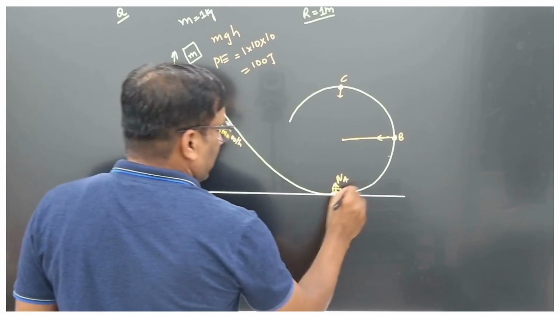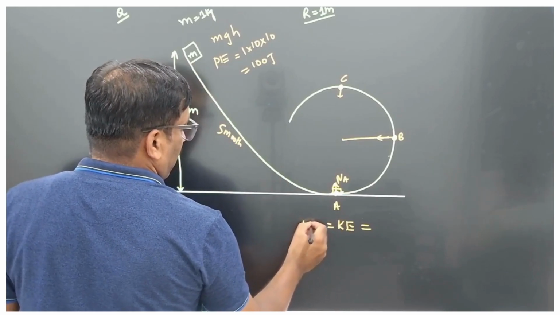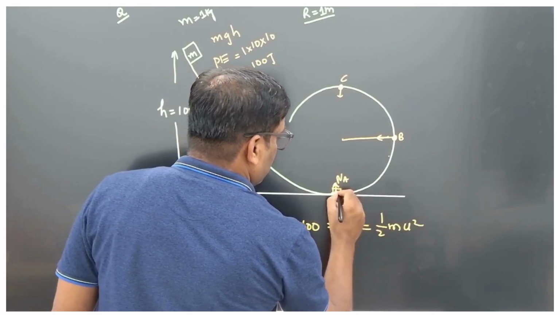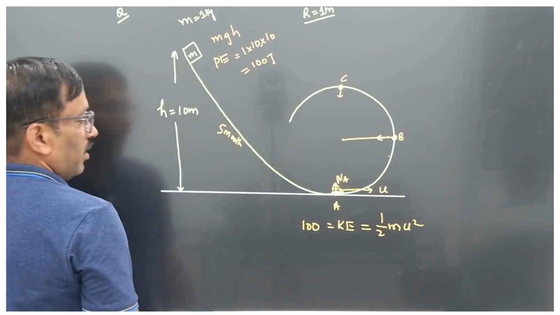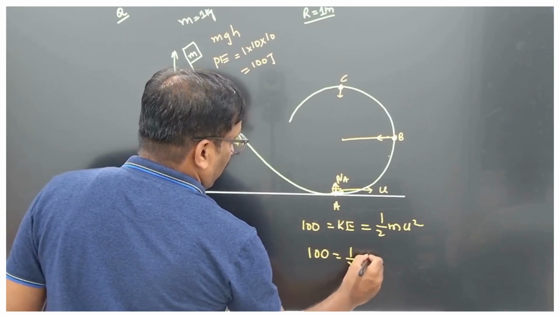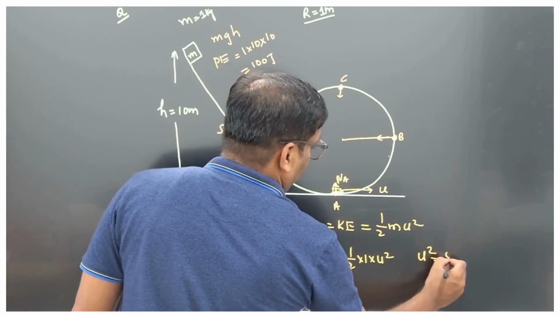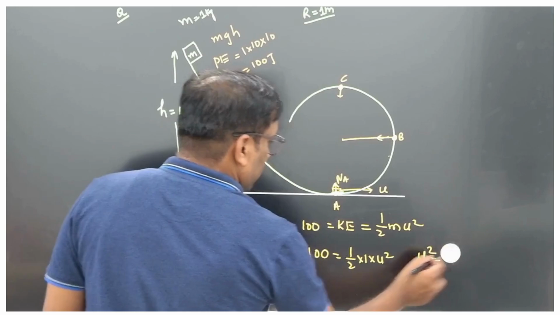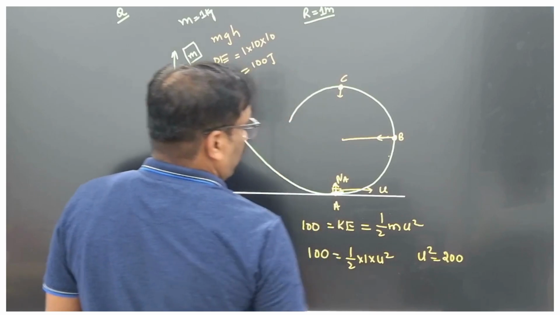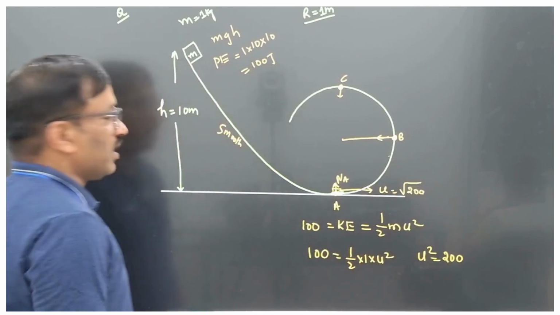When it comes here, it has kinetic energy. That should be equal to the full 100 joules because it is a smooth surface. Half m u square, this should be your u. So 100 is equal to 1 by 2 into 1 into u square. So u square is equal to 200. u is equal to root 200. This should be the speed.